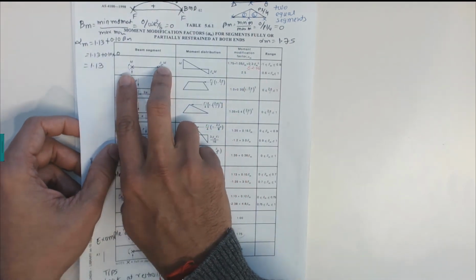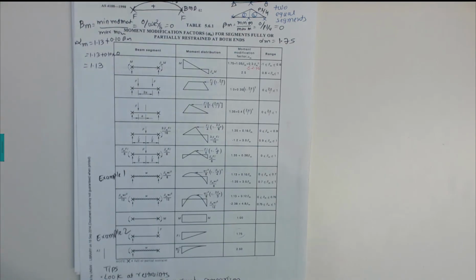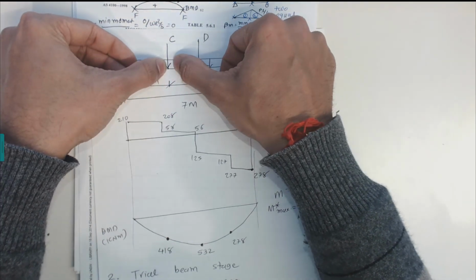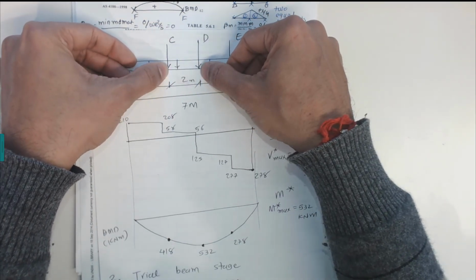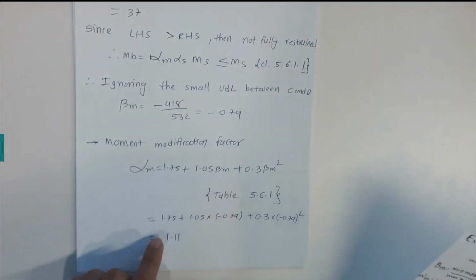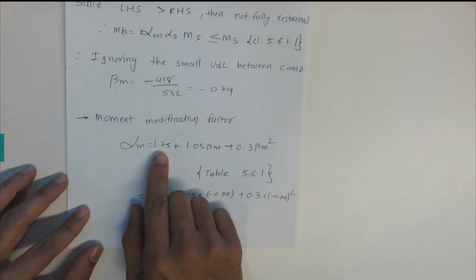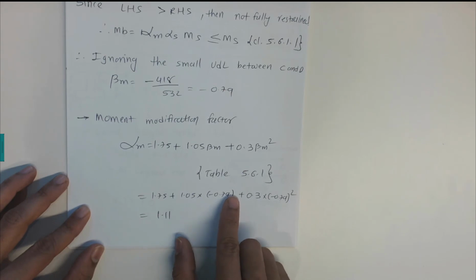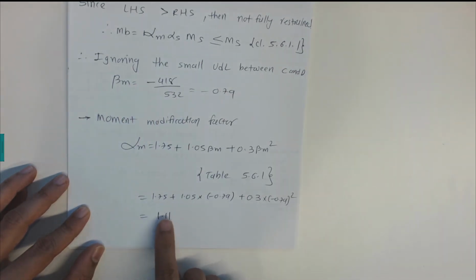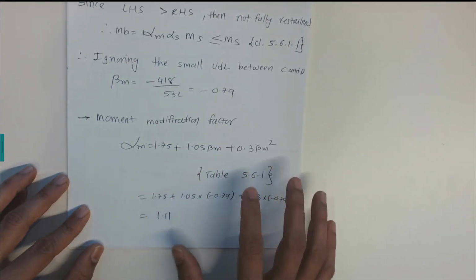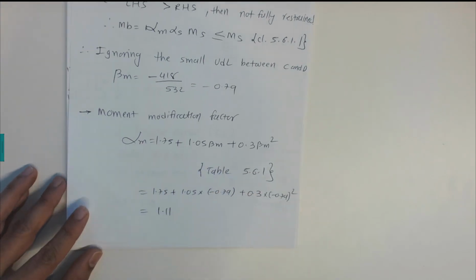As you can see, for this segment CD, we don't have any UDL loads, so for these segments we can take this scenario. We substitute the beta m value that we just calculated into alpha m equals 1.75 plus 1.05 beta m plus 0.3 beta m squared, and alpha m is 1.11. That is the moment modification factor. In the next video we're going to solve this example further.